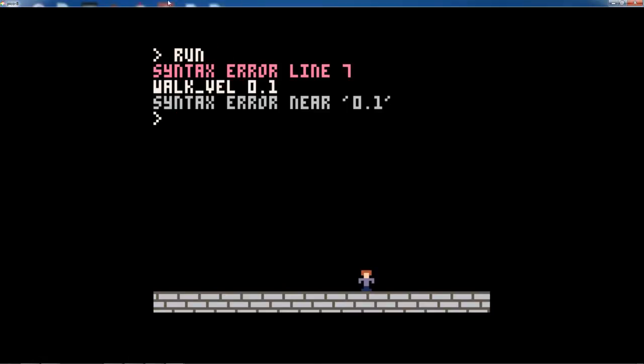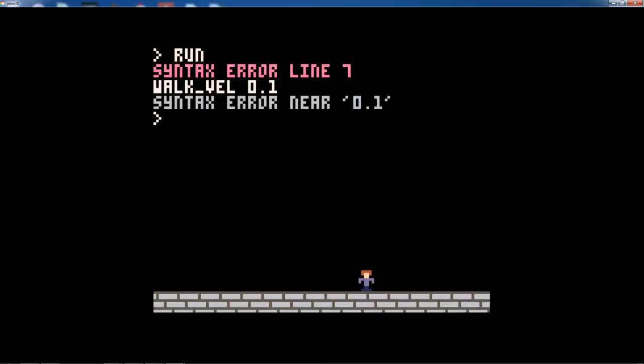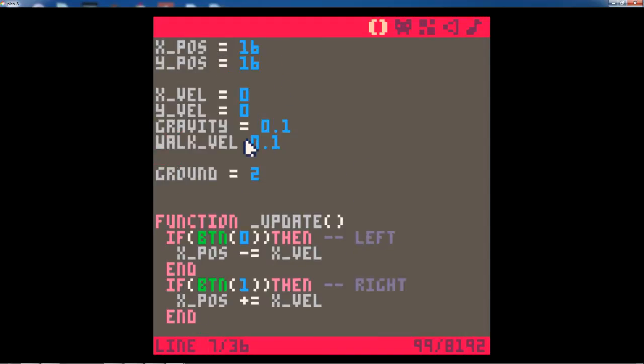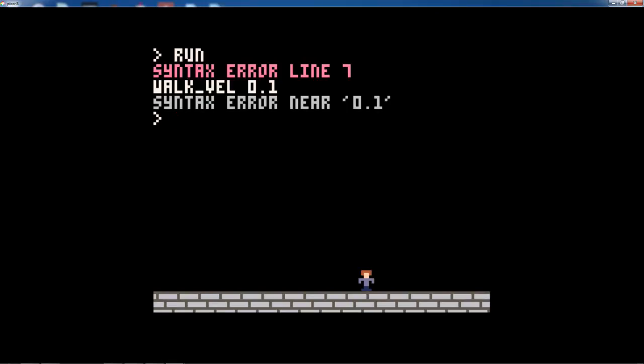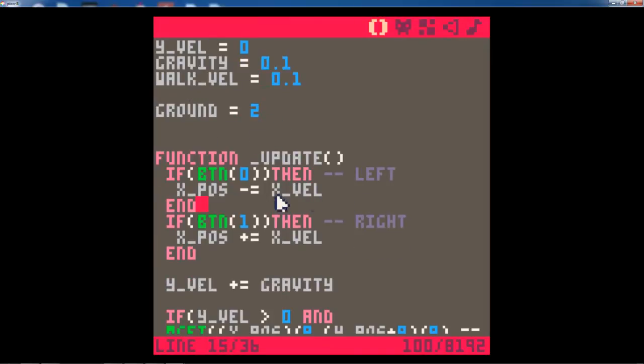We have an error. Syntax error near 01. What's that mean? Line 7. Oh, forgot the equal sign. Do that again. Okay. I'm going to start walking. Not a whole lot happens. Why? I think I forgot a step. X pos equals minus equals x vel.